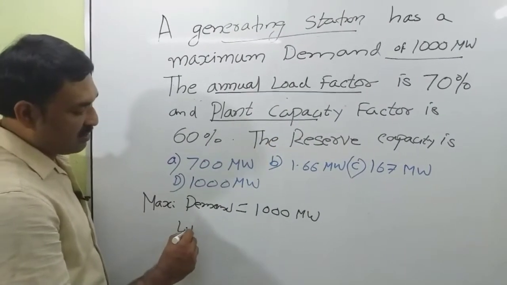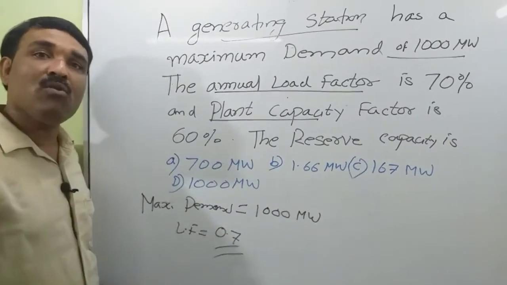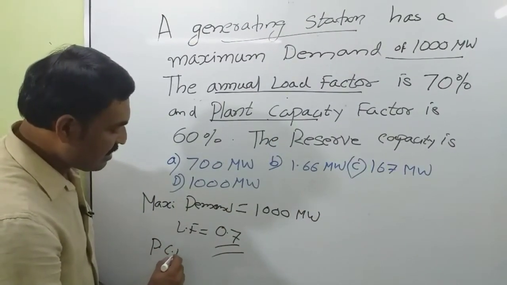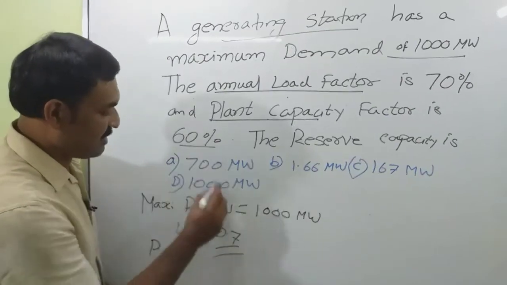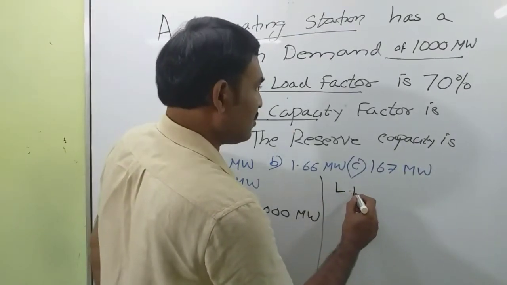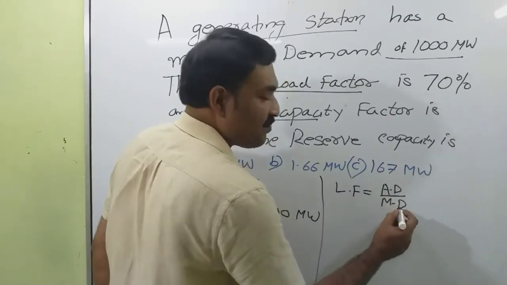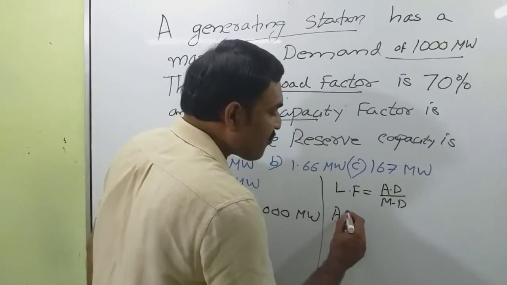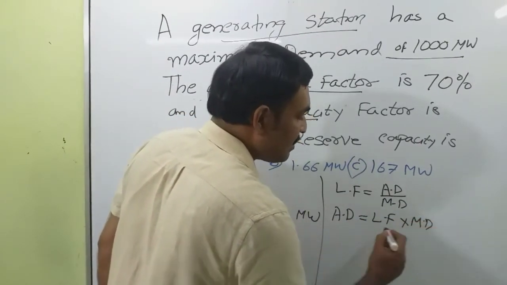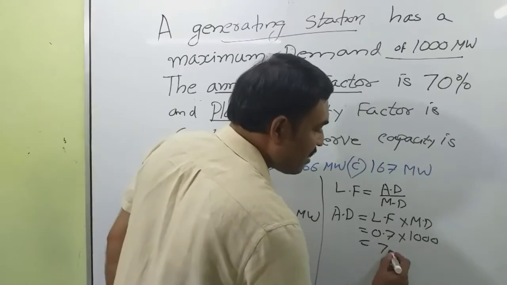Load factor is equal to 70%, so that is equal to 0.7, and this is the annual load factor. Now, plant capacity factor is given as 60%, so that is equal to 0.6. Load factor is equal to average demand divided by maximum demand. From this equation, we can find average demand, which is equal to load factor into maximum demand. That is equal to 0.7 into 1000, that is equal to 700.